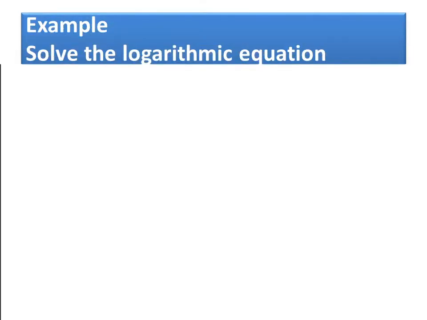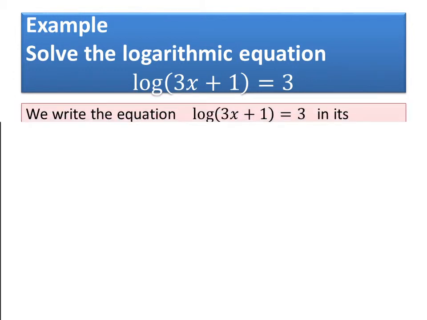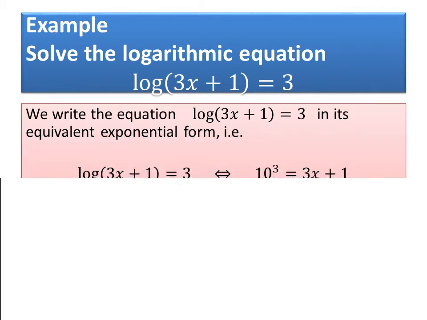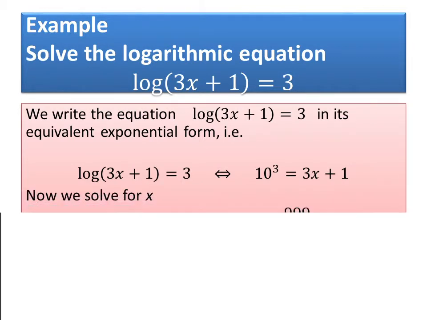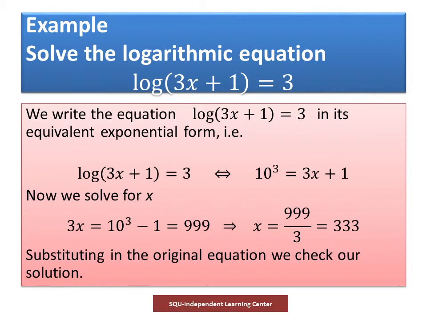Example: solve the logarithmic equation log(3x + 1) is equal to 3. We write the equation log(3x + 1) equals 3 in its equivalent exponential form. This is equivalent to saying that 10^3 is equal to 3x + 1. Now we solve for x, so we have 3x is equal to 10^3 minus 1. This gives us x is equal to 333. Substituting in the original equation is always advisable to check our solution.